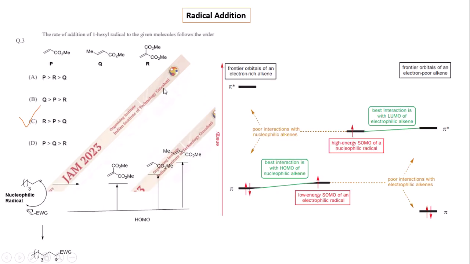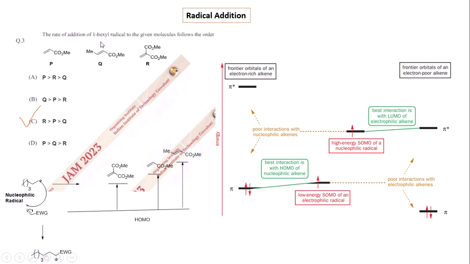Now the next question is: the rate of addition of 1-hexyl radical to the given molecules follows the order. The radicals are of two types. One is the electrophilic free radicals, and another is the nucleophilic free radicals. If we see the energy of the free radicals, that is the SOMO of the nucleophilic free radicals. Nucleophilic free radicals are mainly alkyl radicals, and the electrophilic free radicals are electronegative atom containing radicals, that is, the bromine radical is an electrophilic free radical.